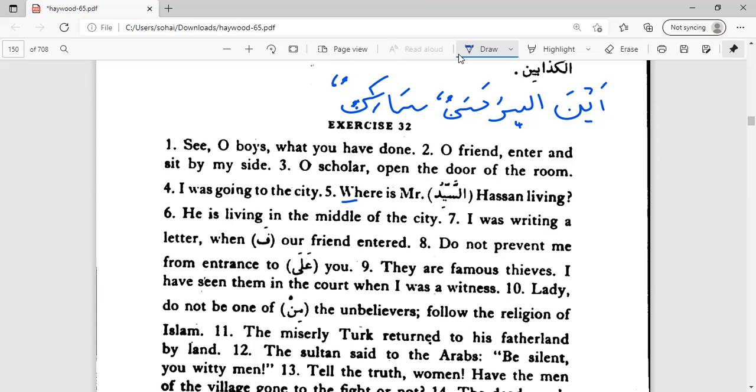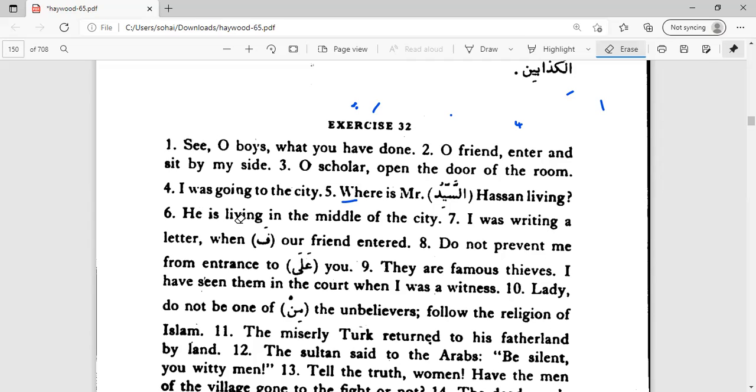I don't know. So where is Mr. Hassan living? Living is present tense. So how would you say that? Present, yaskun. Yes, aina Sayyidu Hassanun yaskun. Yeah, you could say that as well. Okay, both are correct. He is living. So you say huwa yaskunu or huwa sakinun fi wastil madinati, mudaf ilayhi.